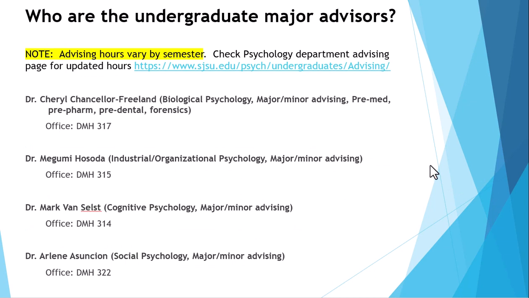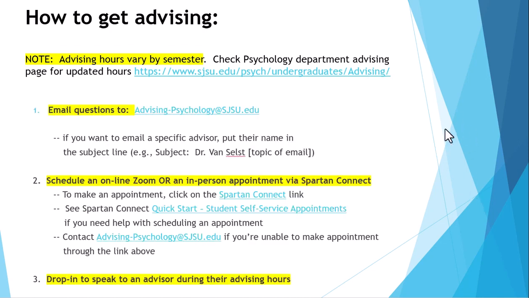Again, here in the psychology department, we do have advisors to help with your questions regarding psychology requirements or psychology courses. So here is a list of all of the psychology advisors who do advising in the regular academic year, right? So Dr. Chancellor Freeland, Dr. Hosoda, Dr. Van Zelst, and myself, I'm Dr. Asuncion. There are 3 ways to get advising in our department.